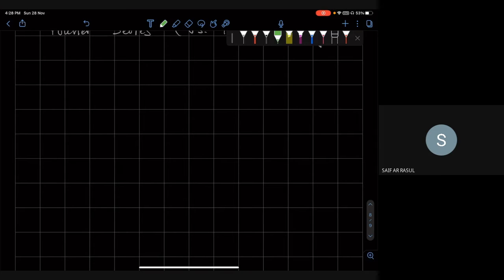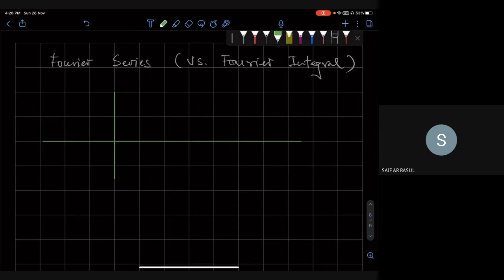So for example, the function that I want to discuss is sometimes known as the square wave. So we have something that goes like this.